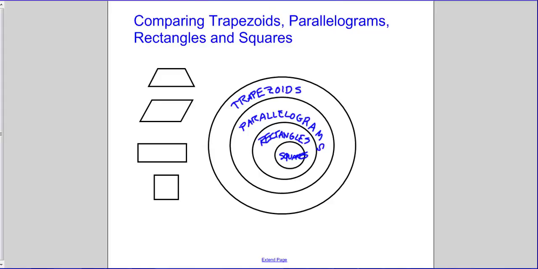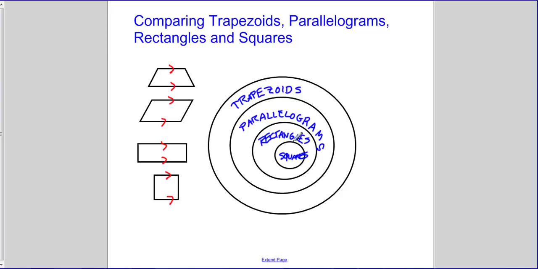Well, it turns out that the definition of trapezoid is the most general definition. It simply is a quadrilateral with one pair of sides that are parallel. Well, that fits the definition of parallelogram because it actually has two pairs of opposite sides that are parallel. And we know now that since all rectangles are parallelograms, they also would have at least one pair of sides that are parallel, and so does a square. So all squares are trapezoids, all rectangles are trapezoids, and all parallelograms actually are trapezoids.